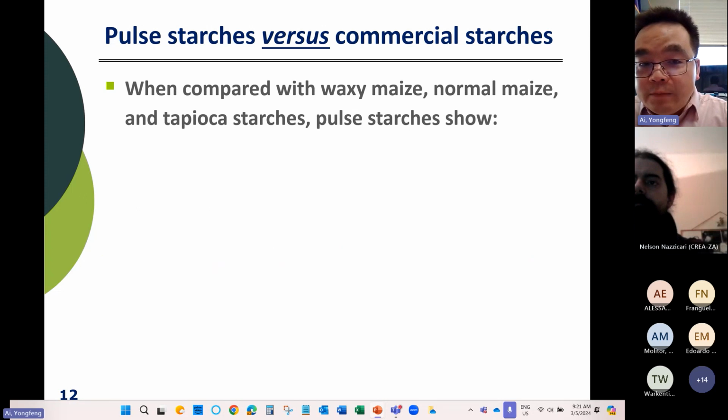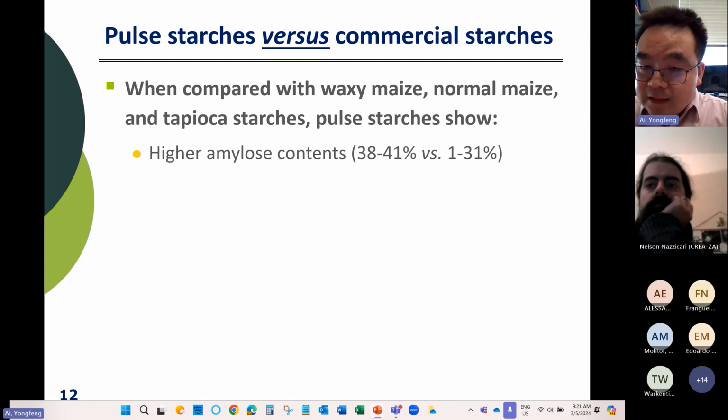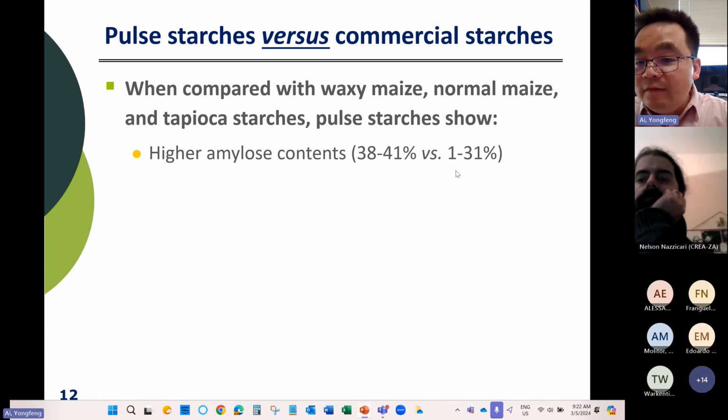So, in summary, when we compare the different pulse starches with waxy maize, normal maize, and tapioca starch, pulse starches show a high amylose content. This is a very interesting feature of pulse starch. The pulse starch usually has about 38 to 41% amylose content according to the iodine colorimetry method we use in our lab. But other starches like those listed in our paper, and some others like potato and many other starches, only have about 1 to 31% amylose.